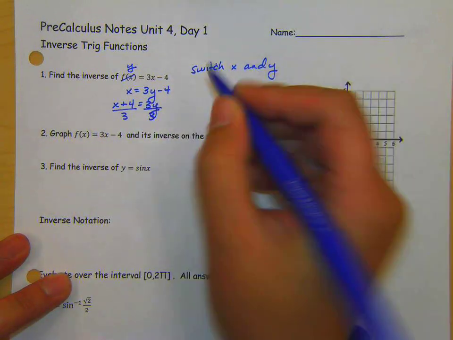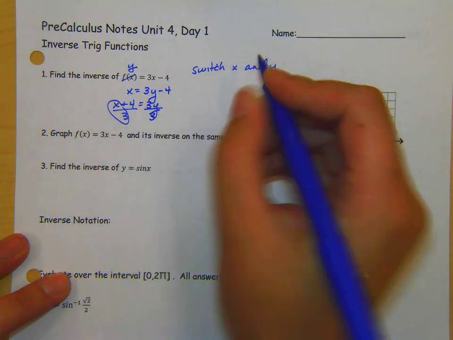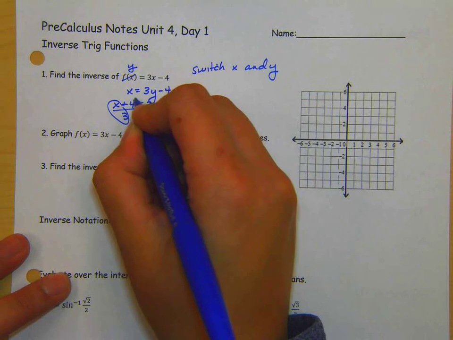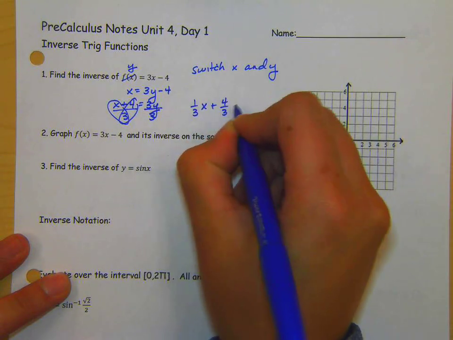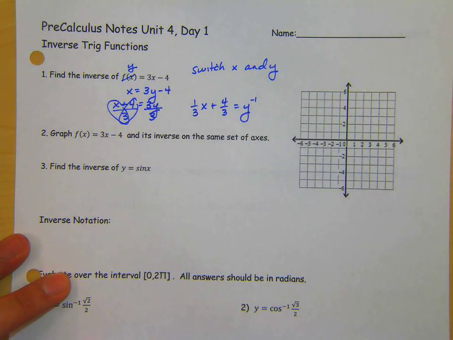Okay, so you'll typically see it written like the heart method, where I have x over 3 plus 4 over 3, or you could do 1/3 x plus 4/3. We're going to indicate that it's an inverse function by using that little -1 as your exponent.